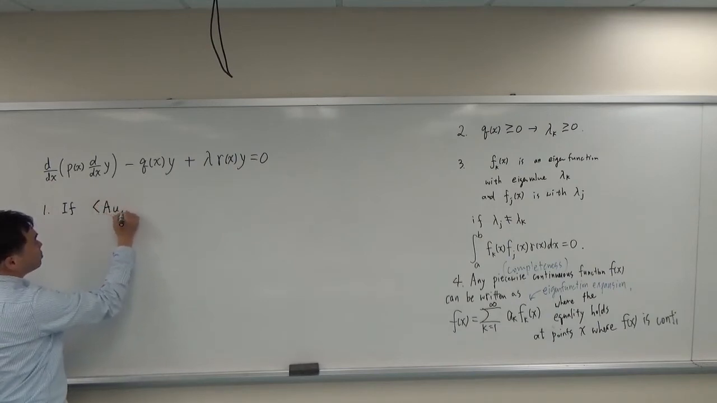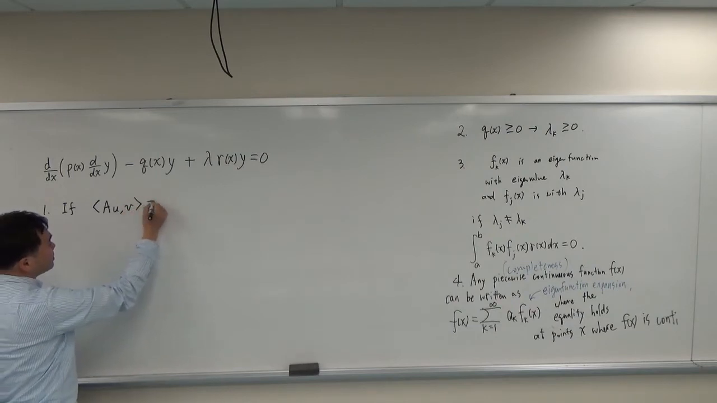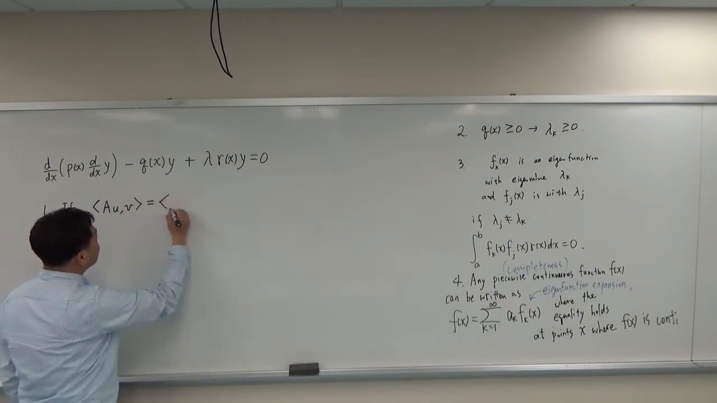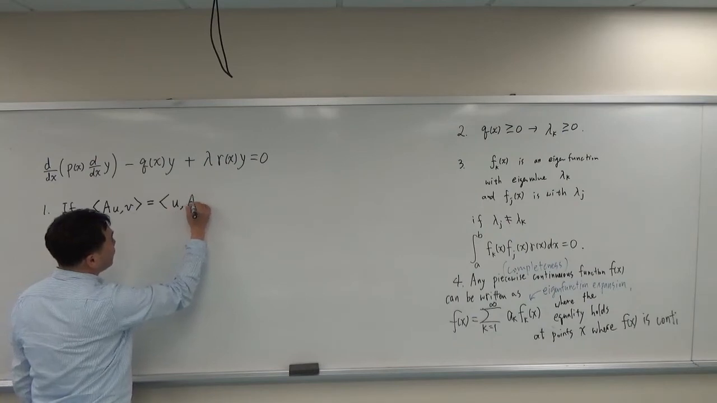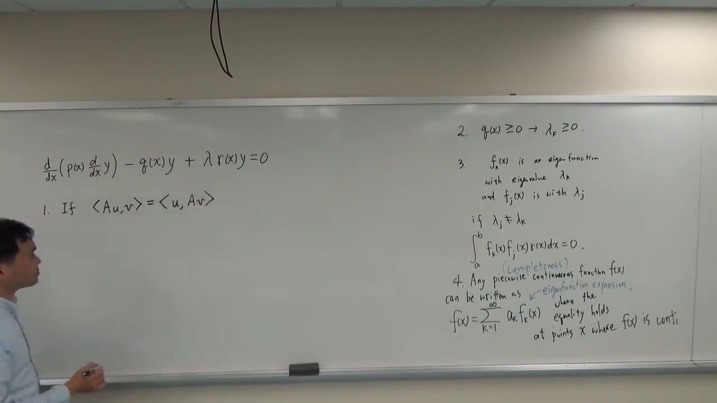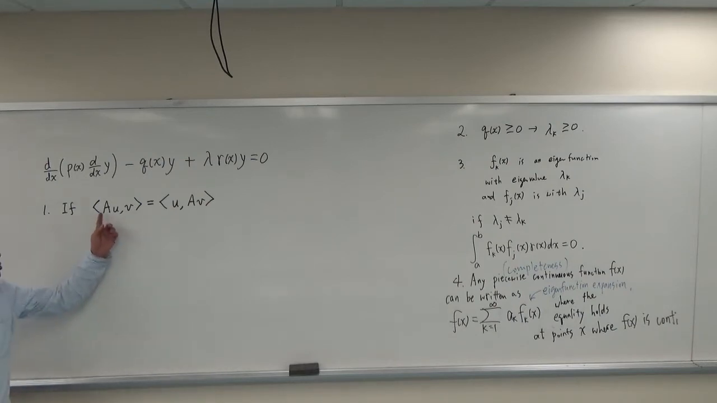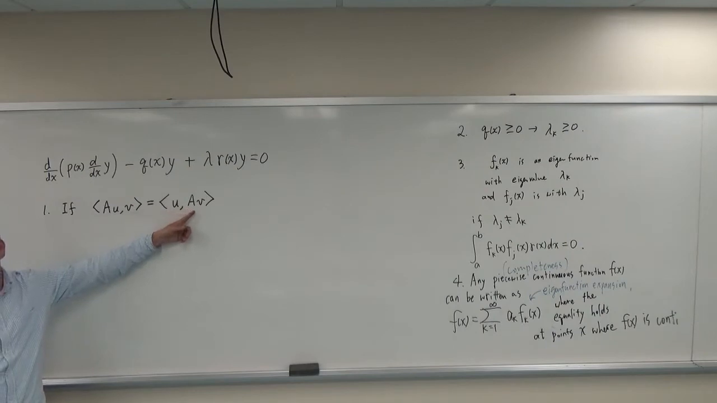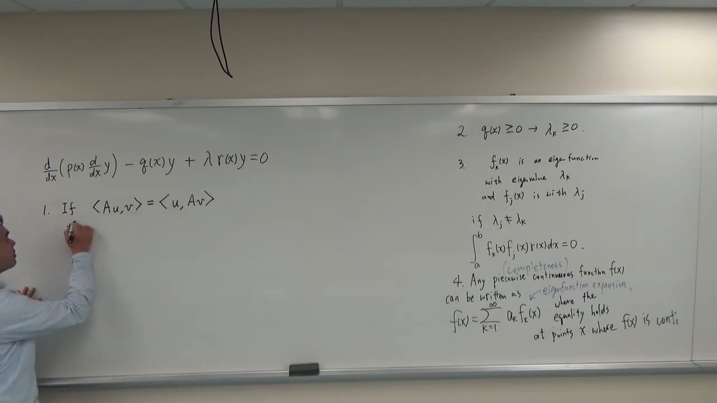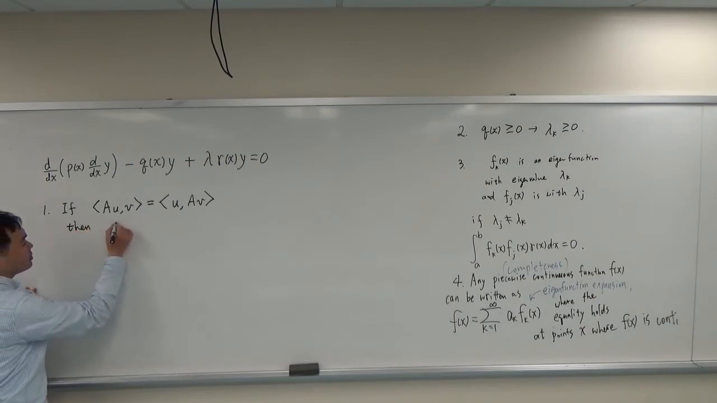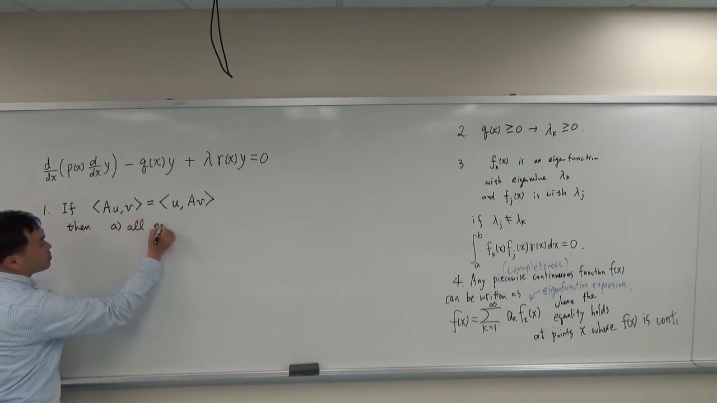A of u, v is equal to u, A v, this is called self-adjoint. Being able to move A to the other side is called the adjoint of A. And if you can use the same thing, that's called self-adjoint. Okay. Then A, all eigenvalues are real.